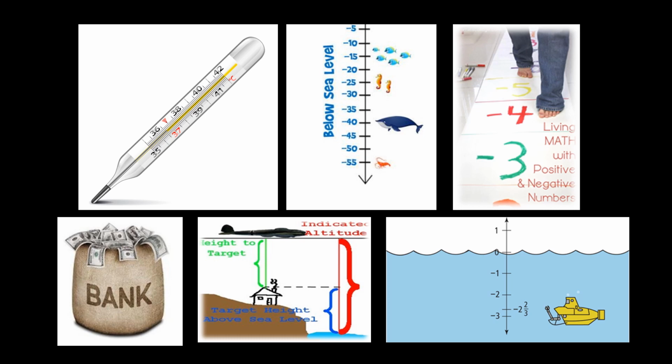Can you identify what you can see from the slide that I'm showing you right now? That's right. You can see a thermometer, negative numbers, money, above and below sea level, right?